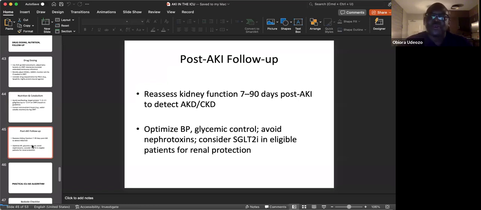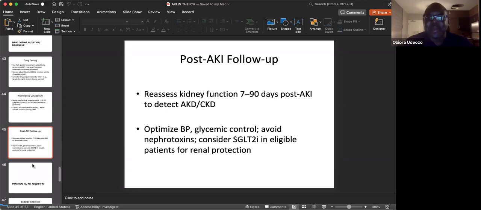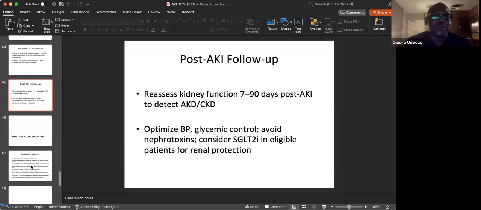AKI follow-up also: if you can follow these patients 7 to 90 days after in the clinic, check if they have now progressed to acute kidney disease. Continue to watch their medications, optimize blood pressure. This is the new group of drugs we're using now, the SGLT2, might be beneficial for some patients also.